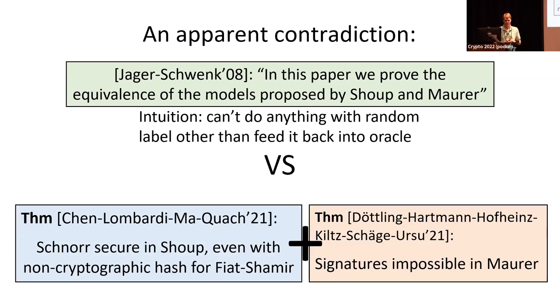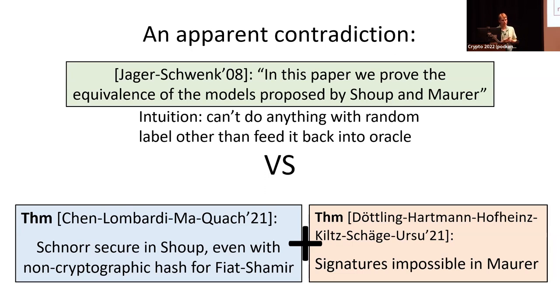But on the other hand, there's a couple of works that, taken together, prove that these are not the same. There's this work by Chen et al. that shows that Schnorr signatures are secure in Shoup's model, even if you use a non-cryptographic hash function for Fiat-Shamir. So even if you use a very basic hash function that just does some simple bit operations for Fiat-Shamir, you can still prove the security of Schnorr's identification or Schnorr signatures in Shoup's model.